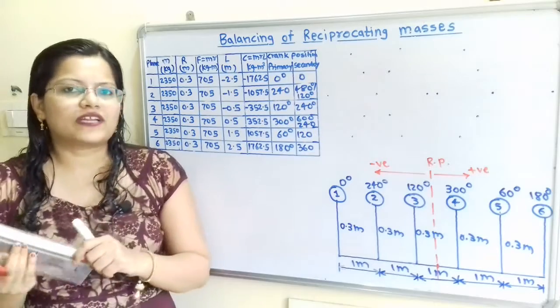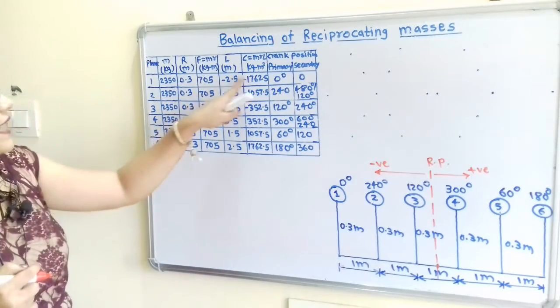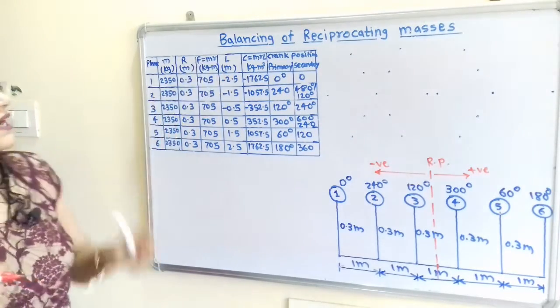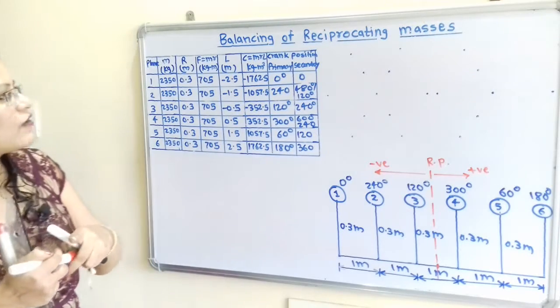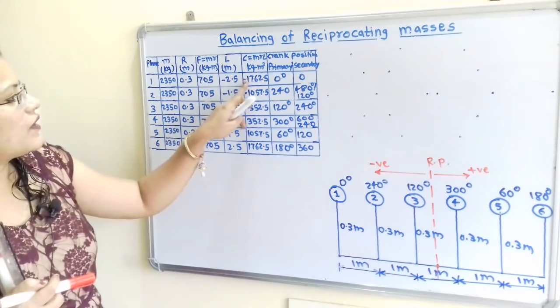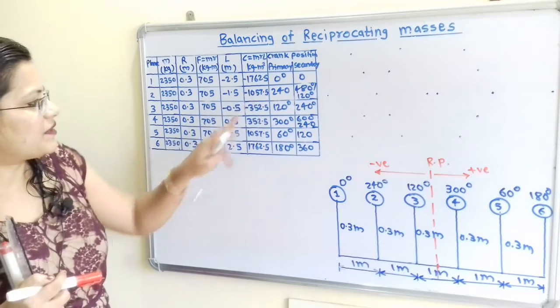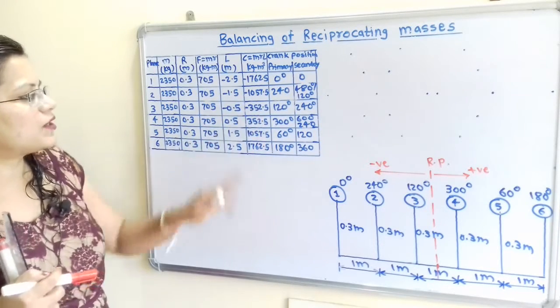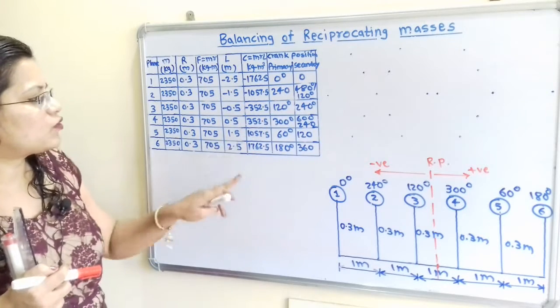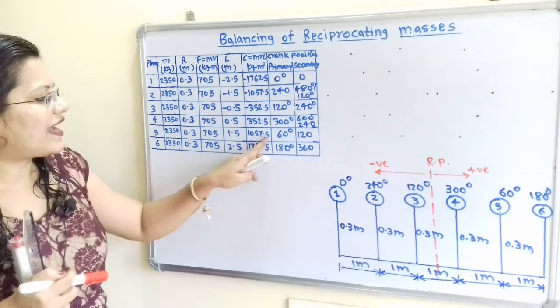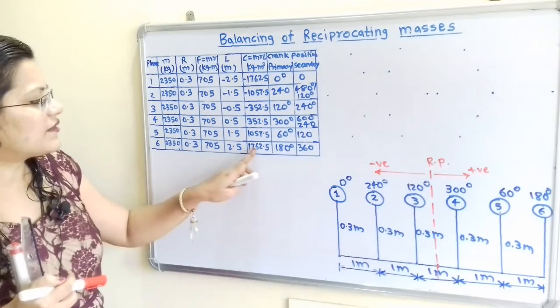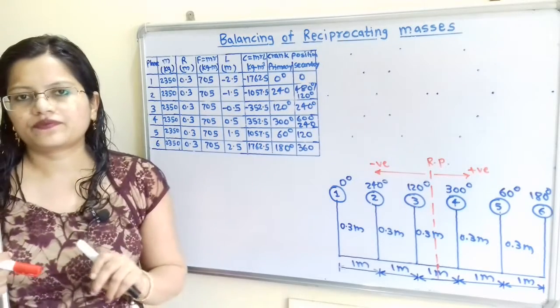Now we will calculate the couple. Couple means this force multiplied by L. When we calculate this, it is minus 1762.5, minus 1057.5, minus 352.5, plus 352.5, plus 1057.5 and 1762.5.